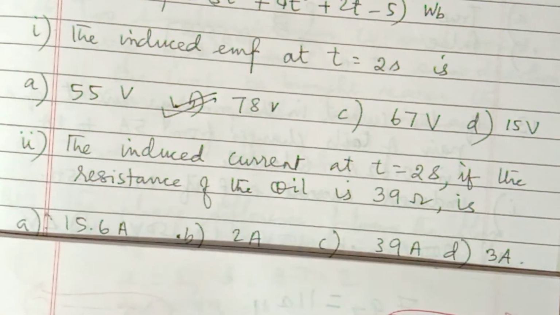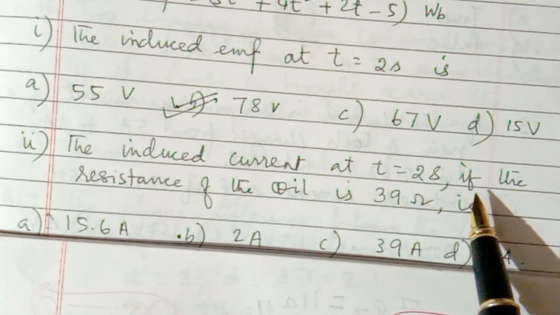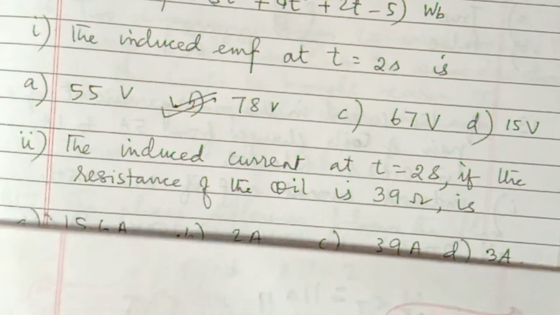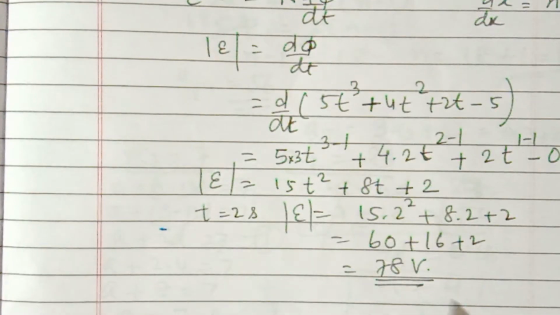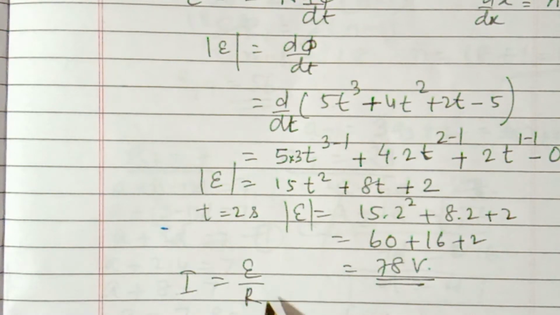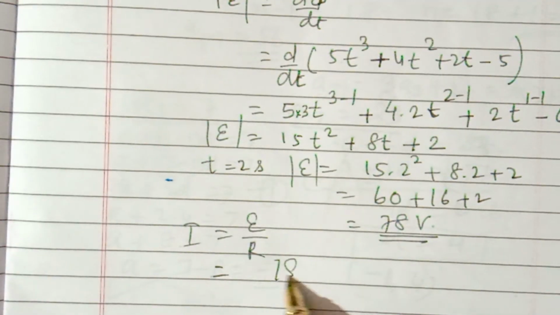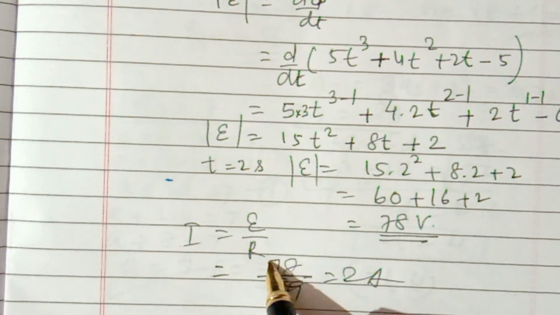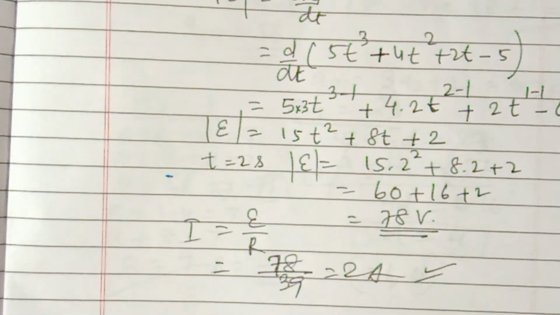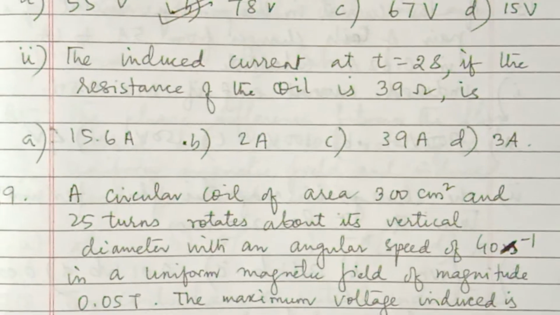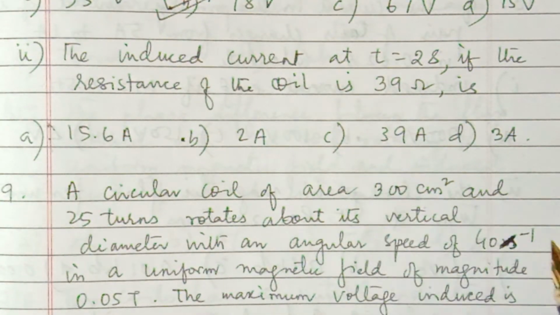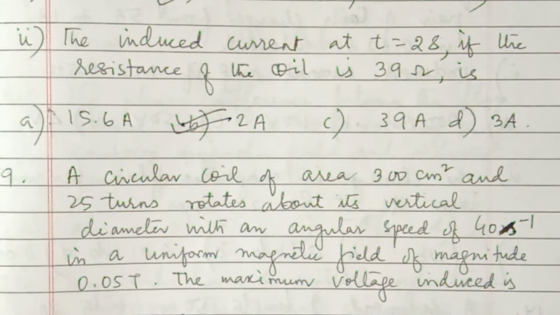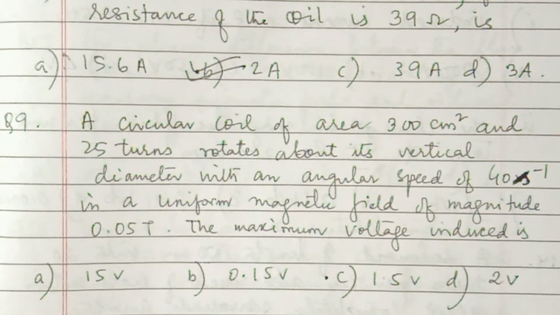And the next question is, the induced current at t is equal to 2 seconds if the resistance of the coil is 39 ohm, then how much current? So current will be equal to EMF by R. So 78 divided by 39. So 2 ampere current flows. So 2 ampere is the option. Okay, so we'll go to the next question.